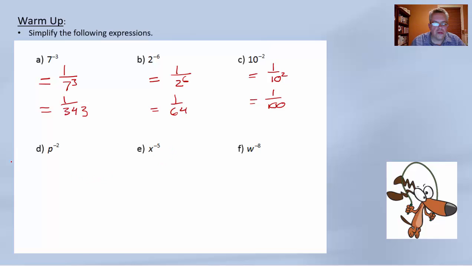All right, let's do the ones with variables. Okay, so p to the negative 2, the same as 1 over p squared. We're finished with that. That's all there is to it. x to the minus 5th would be equal to 1 over x to the positive 5th, and w to the minus 8 is the reciprocal of w to the 8, so it's 1 over w to the 8th.